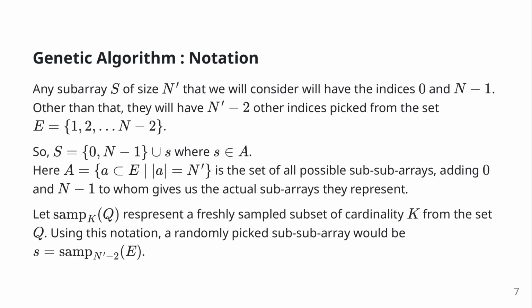Now let's just define some notation for sampling. So let samp_k(Q) represent a freshly sampled subset of cardinality k from the set Q. So this is going to be with uniform distribution and no replacement. So using this notation, a randomly picked subarray would be samp_{n'-2}(E), where E is this 1 till n-2 set. So basically you're just choosing n'-2 elements from 1 till n-2 without any kind of replacement. Yeah, so not bootstrap, basically just getting a subset, right?